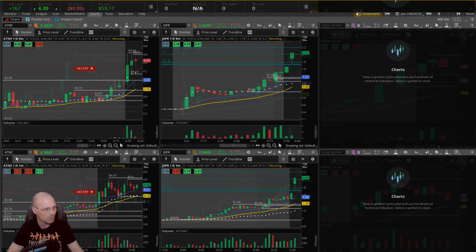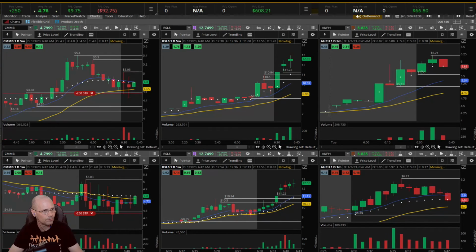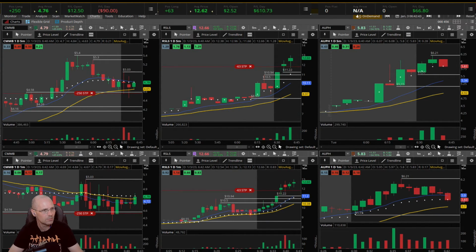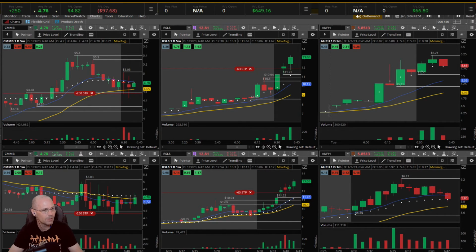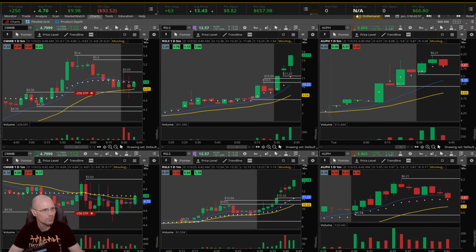RSLS breaking out now. I'm buying it for the breakthrough 13. There we go. I'm going to sell it right there. It might end up getting halted again. You know what? I'm kind of wanting to buy it some more. So there we go.